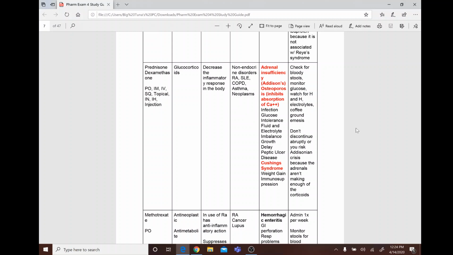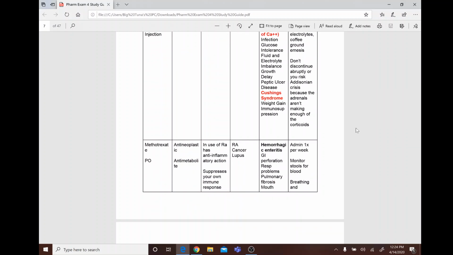With glucocorticoids, you want to check for bloody stools, monitor glucose, watch for H&H, electrolytes, and coffee ground emesis. And you don't want to discontinue glucocorticoids abruptly or you're at risk for Addison's disease because you're not making enough corticoids. Methotrexate, you give it orally.